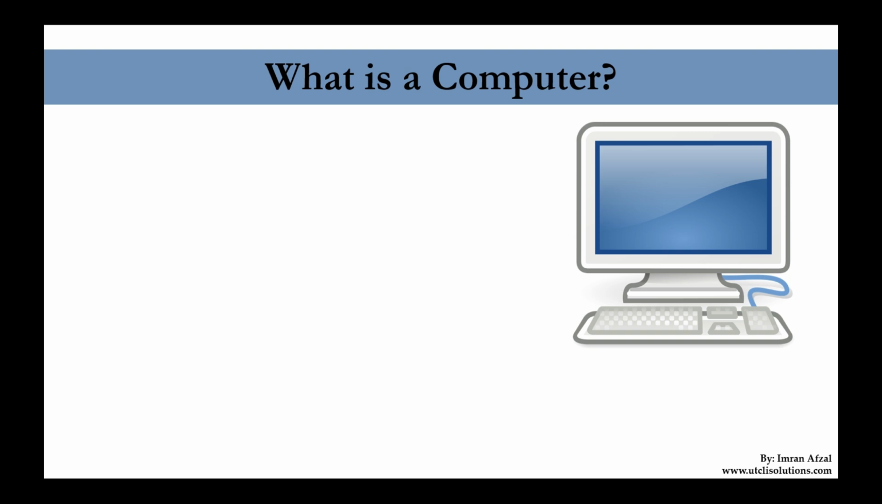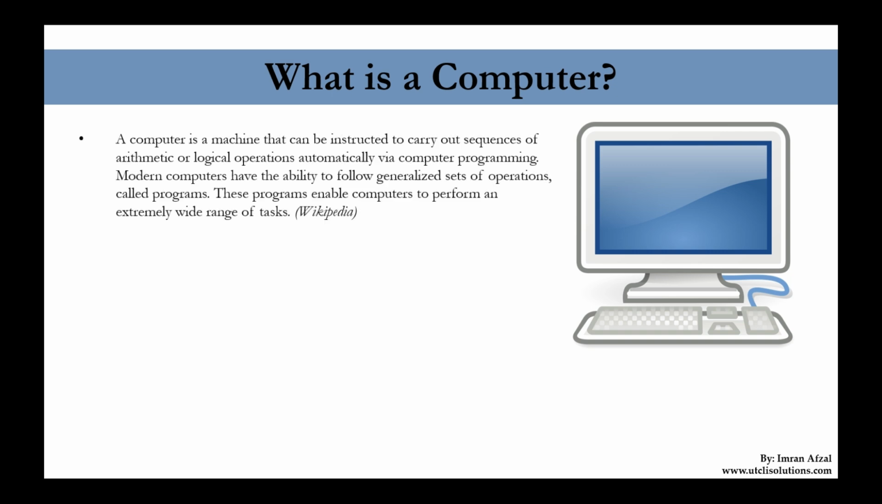Okay, guys, so now we have a better understanding of what is information technology. Now take a look at what a computer is. Of course, we need a computer for information technology to work. So let's take a basic definition of computer. A computer is a machine that can be instructed to carry out sequences of arithmetic or logical operations automatically via computer programming. Modern computers have the ability to follow a generalized set of operations called programs. These programs enable computers to perform an extremely wide range of tasks. Now, this definition I got right out of Wikipedia.